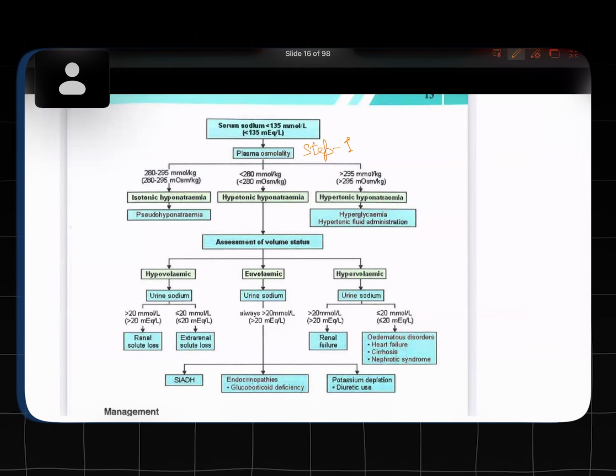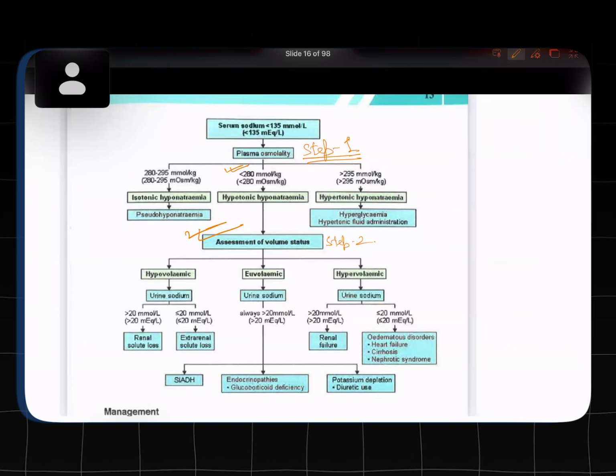Step 1 is to measure the plasma osmolality to see whether it is low, high, or normal. If it is low, that is the usual response, and then we have to assess the volume status. This is step 2. Whether hypervolemic, hypovolemic, or euvolemic, we always have to measure the urine sodium. So that is step 3. Step 1 is plasma osmolality, step 2 is the volume status, step 3 is urine sodium.